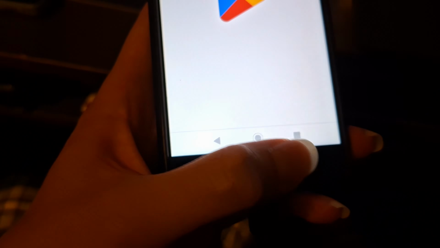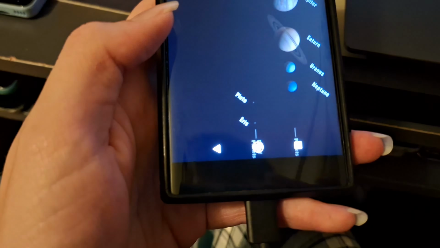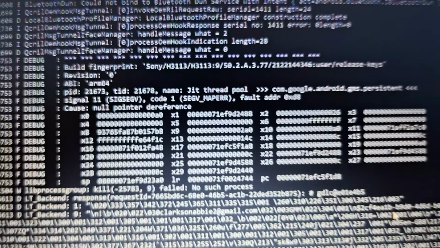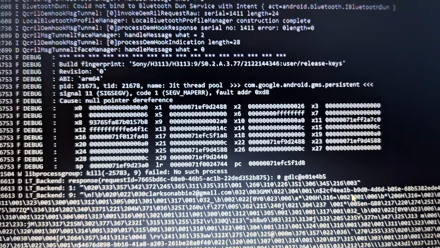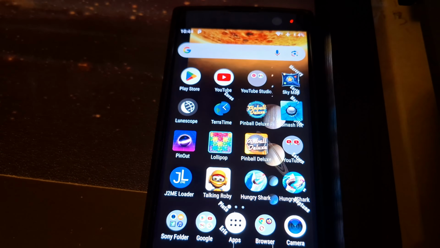Surprisingly, it's not doing it now. But yeah, throughout the video... Oh, there we go, it's done it now. So yeah, just random crashes like that. Right here is one of the crash logs for Google Play services. Anyways, let's watch the full thing happen, starting right now.